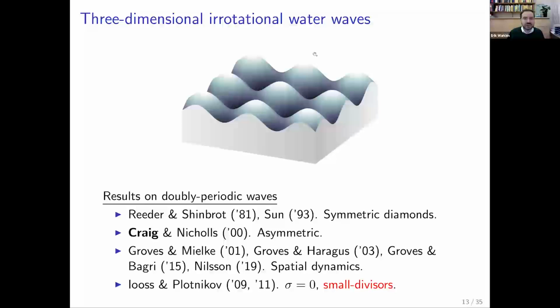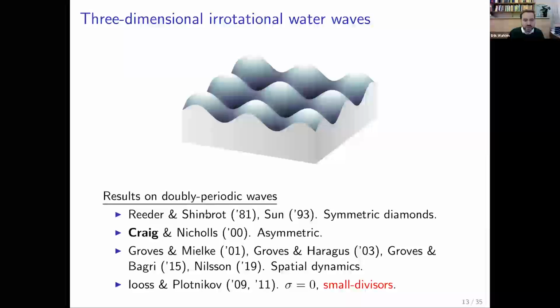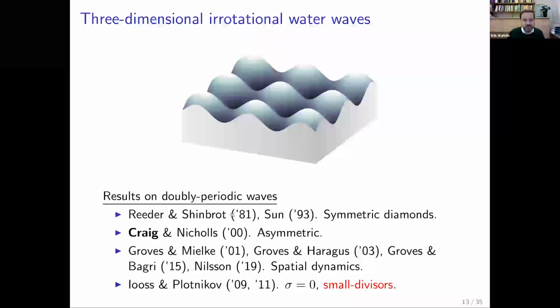Work on three-dimensional doubly periodic water waves goes back essentially to this. I think there was previous work on the linear problem and so on, but rigorous work on the nonlinear problem goes back to Reeder and Shinbrot, around 1981. They considered the case of symmetric diamond waves. I'll maybe say a little bit more about the symmetry assumptions later on.